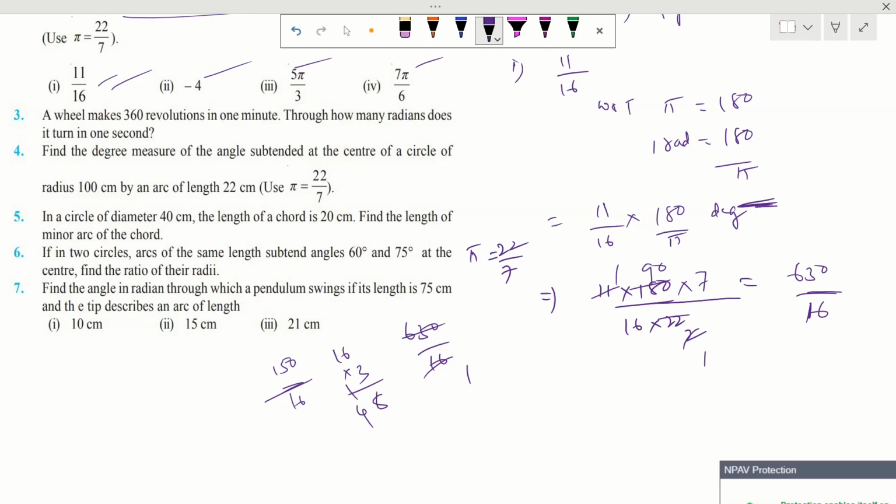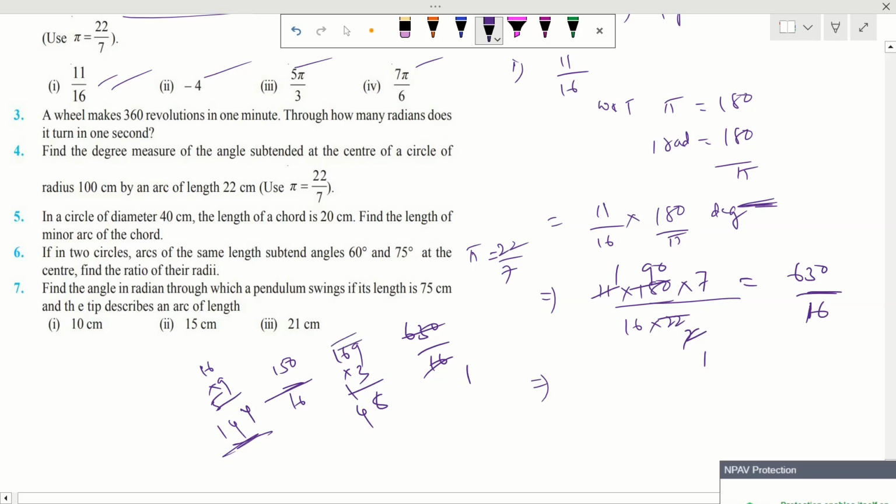Then 16 nines are 144. 150 minus 144, so 6 remains.